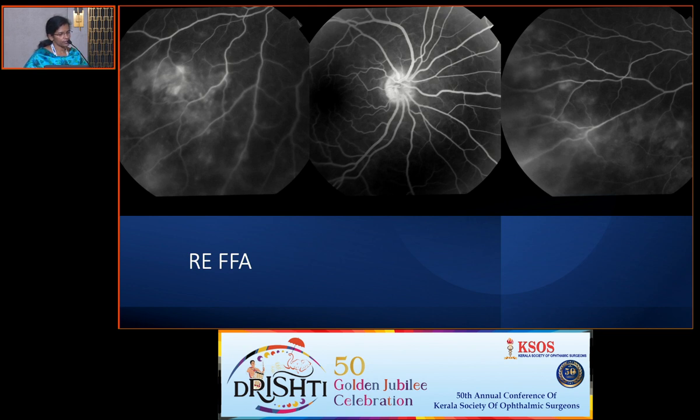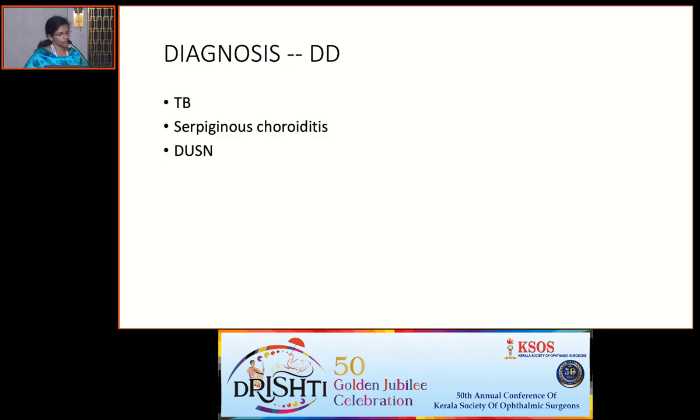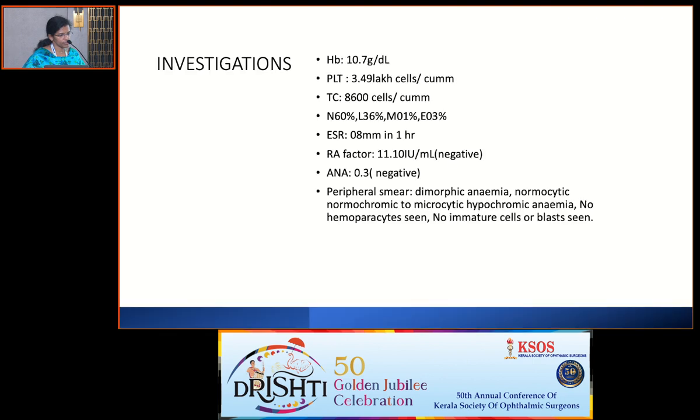But this FFA was taken after a period of steroid treatment for around 1 month, because she presented with a history of steroid treatment of 1 month duration. So we considered the possibilities of tuberculosis, serpiginous choroiditis and also DUSN in view of the peripheral lesions, the track-like picture, and also the hot disc and vasculitis changes.